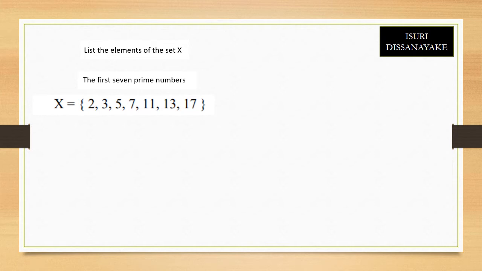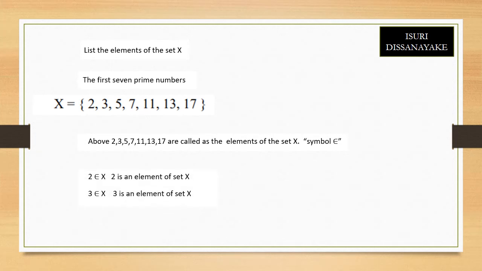So how could you list this? This is how you list it. You have to say X is equal to, you have to use curly brackets, and the elements are 2, 3, 5, 7, 11, 13 and 17. Each element is separated with a comma. So how could you say that 2 is an element of the set X? We can show it like this. 2 is an element of set X.